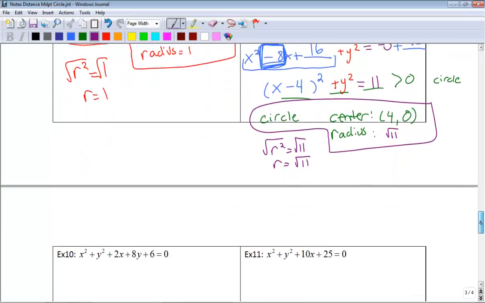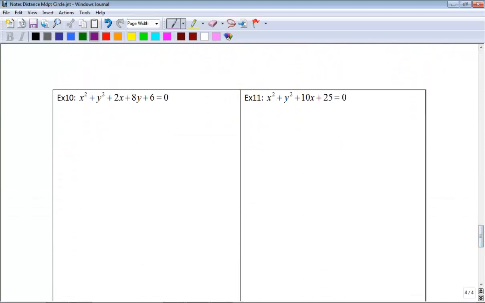Let's look at example 10. Same thing, first we need to group. So, put my x's together, x squared plus 2x, put my y's together, plus y squared plus 8y, put my constants together, plus 6 equals 0.